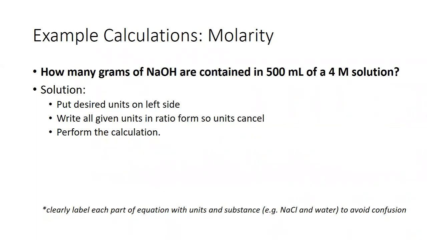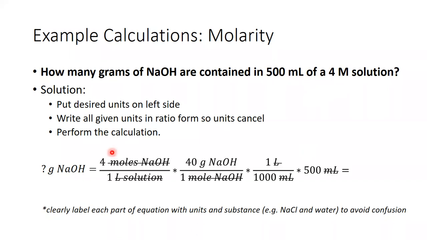All right, so for our next problem, how many grams of sodium hydroxide are contained in 500 milliliters of a 4 molar solution? So we can put our desired units on the left-hand side. So we want to know how many grams of sodium hydroxide are in this solution. So that's the question. And then we want to write what we do have. So we have molarity, 4 molar solution, and 500 mLs. So this is the molarity, 4 moles of sodium hydroxide over 1 liter of solution. And then 500 milliliters over here.